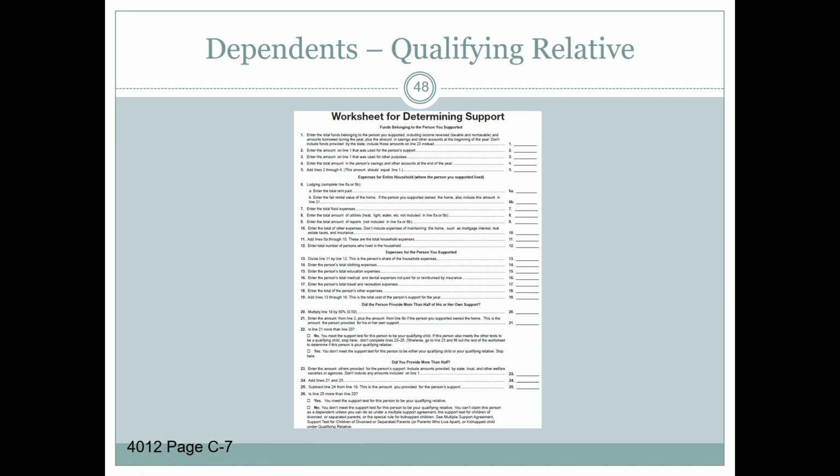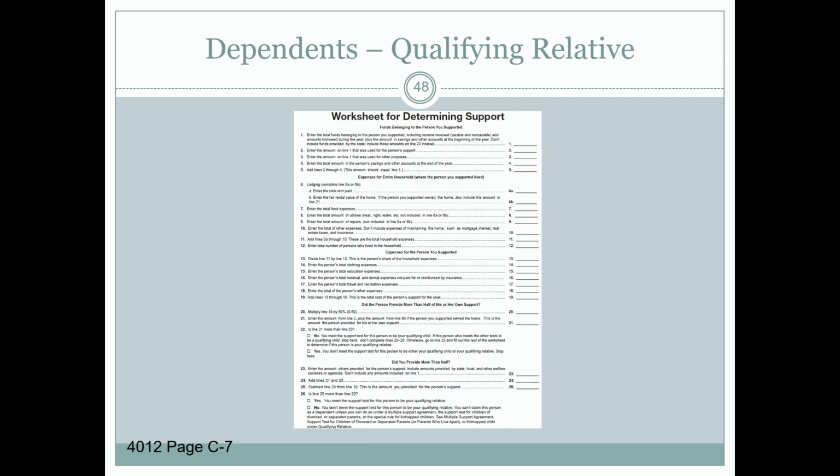Okay, several times we talked about providing over 50% of the support. So we have a worksheet in your publication 4012 on page C7. And when we were doing face-to-face preparation for our clients, we kept a supply of these at our sites so that we could give it to them, because most of them don't even know what all to include in determining support. So now I guess if we have a situation, we would have to find a way to supply them this sheet virtually to help them determine if they are providing more than 50% of the support.